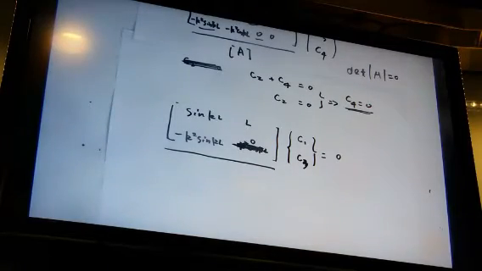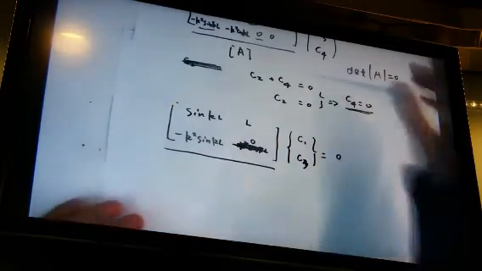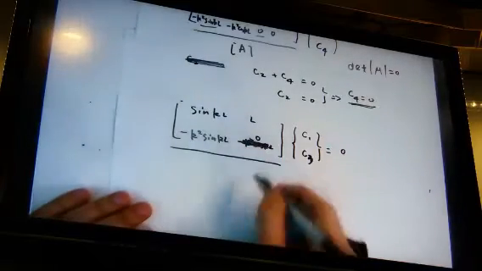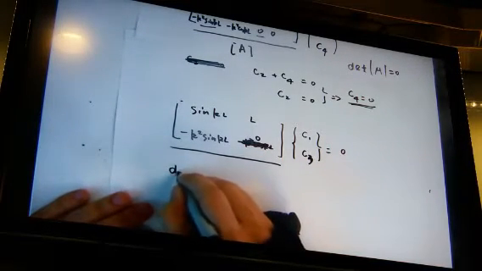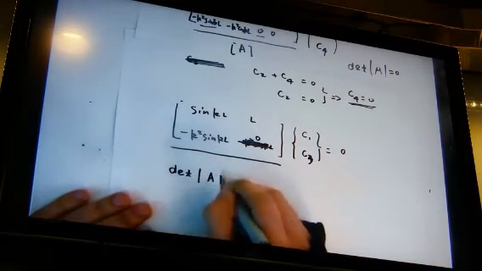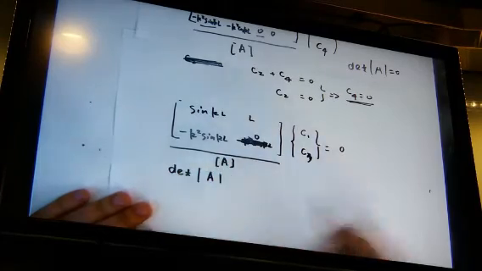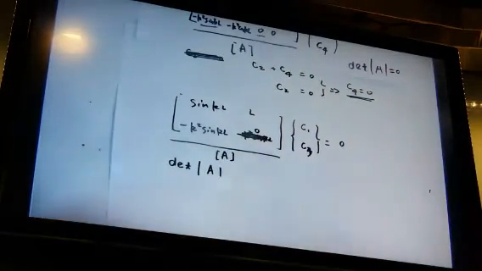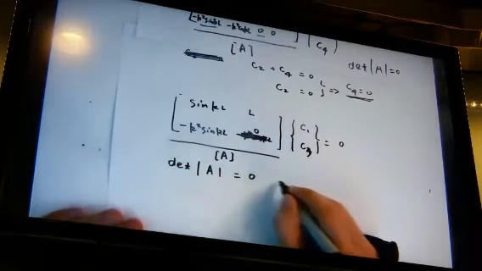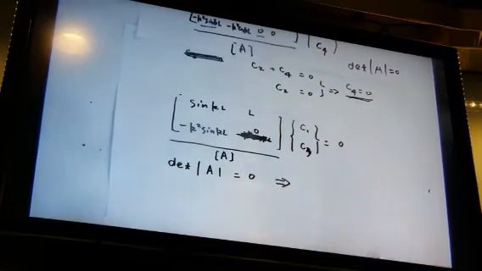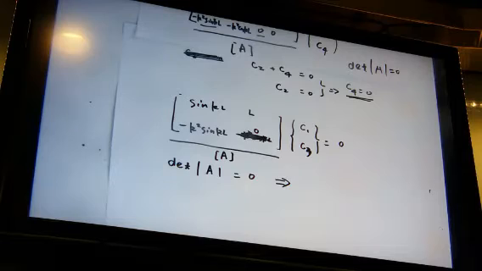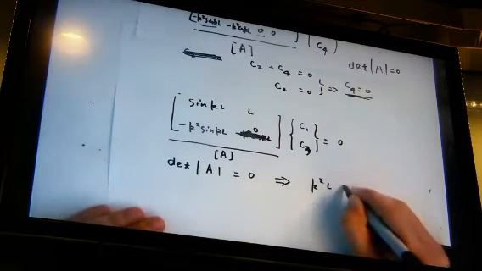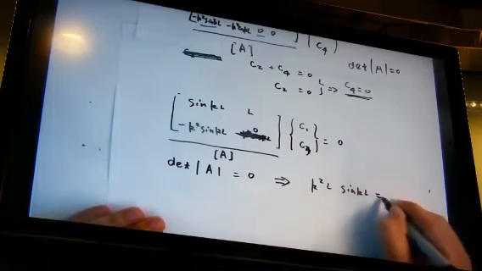If C1 and C3 are 0, everything will be 0. So the coefficient of this one being 0 means the determinant of this one is 0. If you denote this matrix as A, the determinant of this matrix is 0. This is a 2x2 matrix. The determinant is very easy to get, right? Just this times this one minus this one times this one. This is 0. So you will get K squared L sine KL equal to 0.